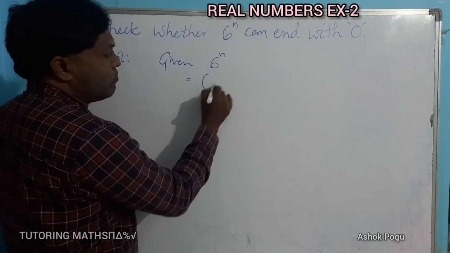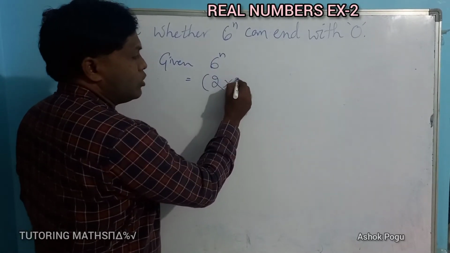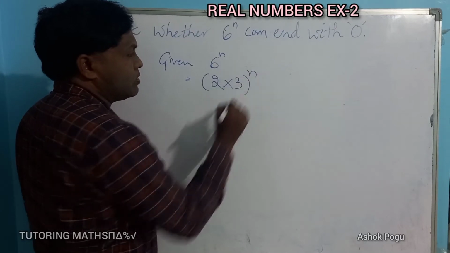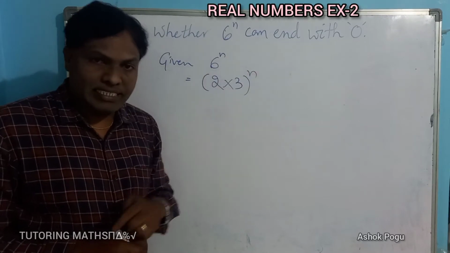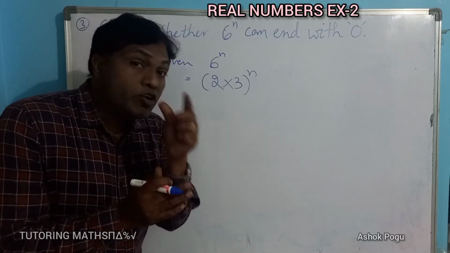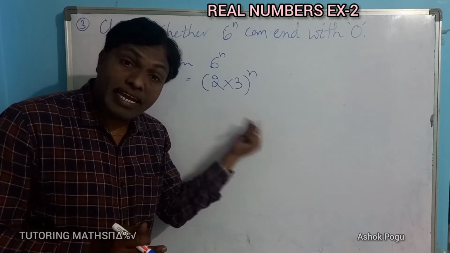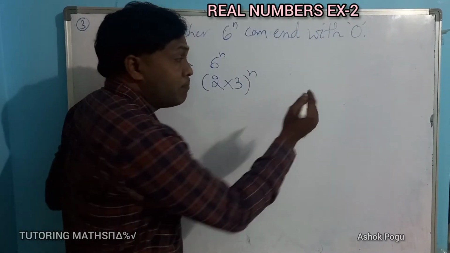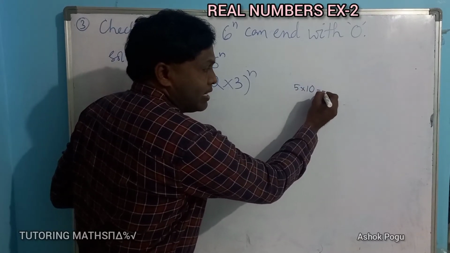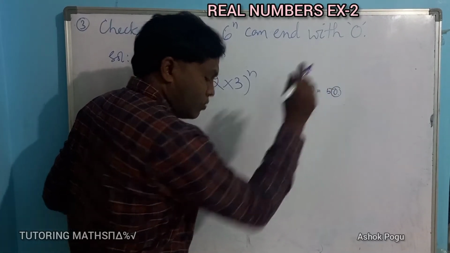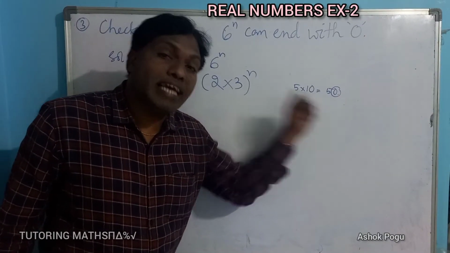But 6 to the power of n can be written as, what are the prime factors of 6? 2 and 3. That is (2 into 3) whole to the power of n. 2 threes are 6. Generally, when do we get the digit 0 at the end? When you multiply a number by 10, we get 0 at the end.